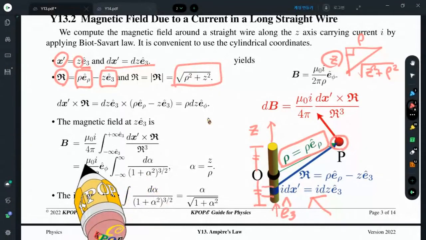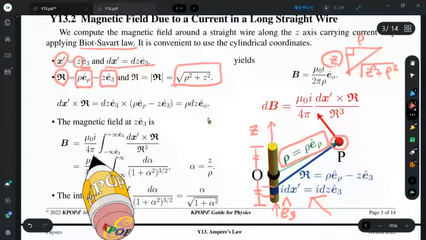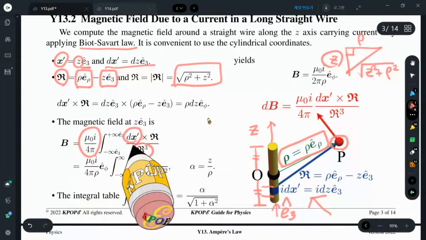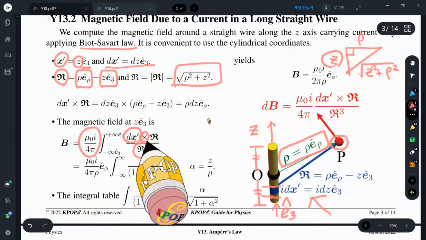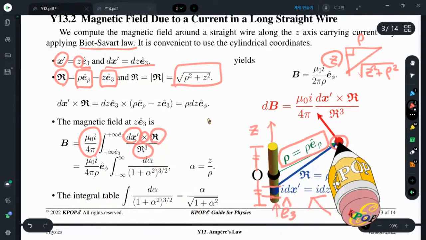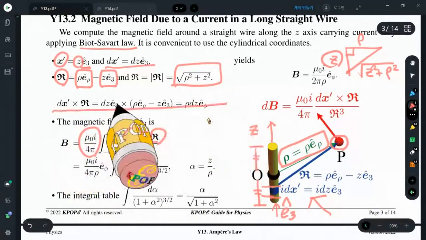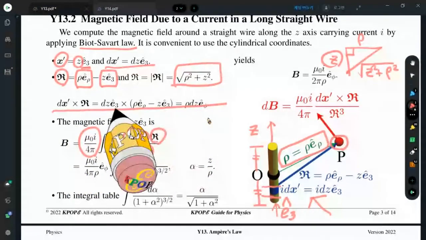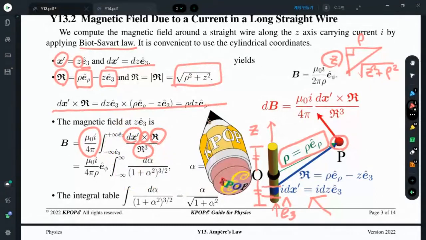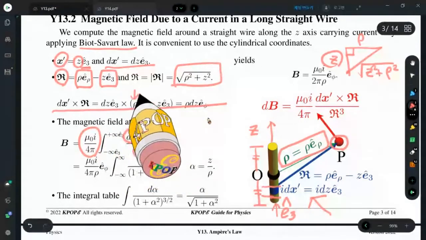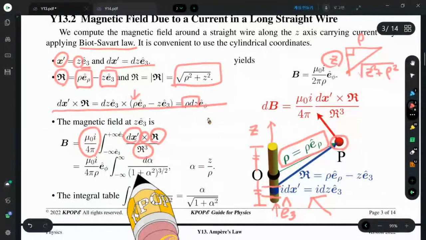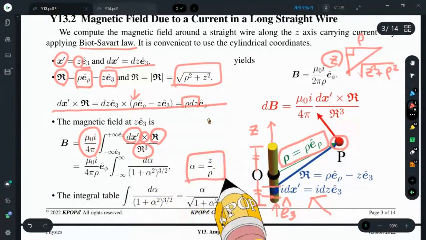Okay, according to the Biot-Savart law, we have an overall factor, the distance cubed, and the cross product between the current segment and the displacement vector. We substitute these results. Here, the e3 cross product vanishes, and e3 cross e_rho is e_phi. Therefore, we have the planar radius rho and dz. The product appears here, and then we rescale this integral.